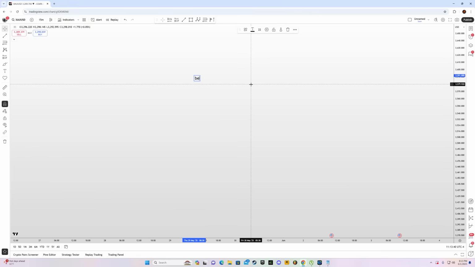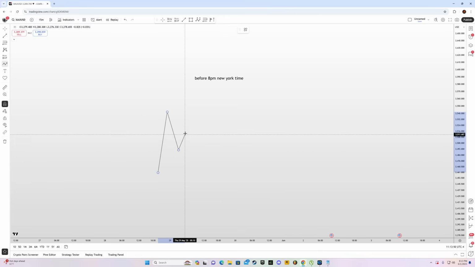Now, before 8 p.m. New York time, you want to mark out the most recent low and most recent high, okay? So we have this high and we have this low over here. Now, what you want to do is mark them out, okay? Once you have marked them out, what you're doing is after the 8 p.m. New York open, okay? So as soon as the clock hits 8 p.m.